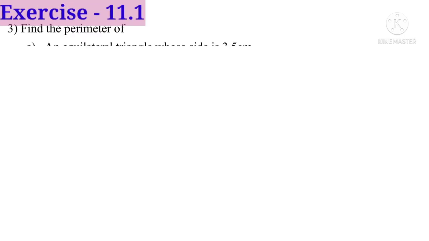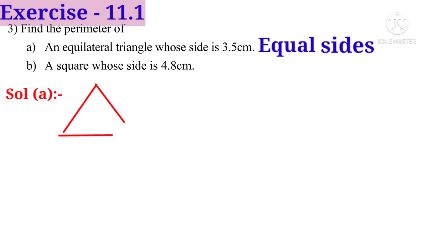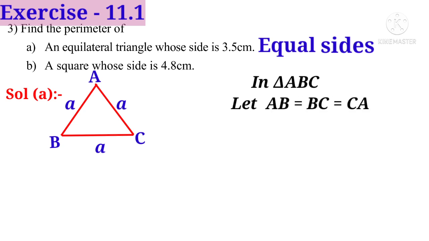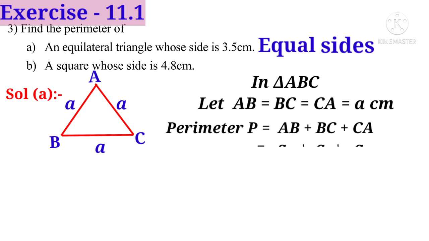Now 3. Find the perimeter of an equilateral triangle whose side is 3.5 centimeters. Observe the word equilateral: equi means equal, lateral means sides. So we have to take a triangle in which all sides are equal. So solution, take a triangle ABC, all sides equal. So put small a, that is length of the side. In triangle ABC, let AB is equal to BC is equal to CA is equal to small a centimeters. Then perimeter P is sum of all its sides, that is AB plus BC plus CA, that is a plus a plus a. So perimeter P is equal to 3a.